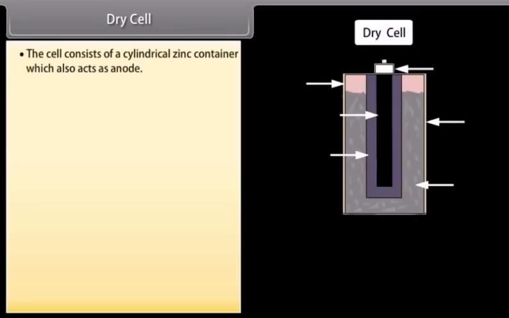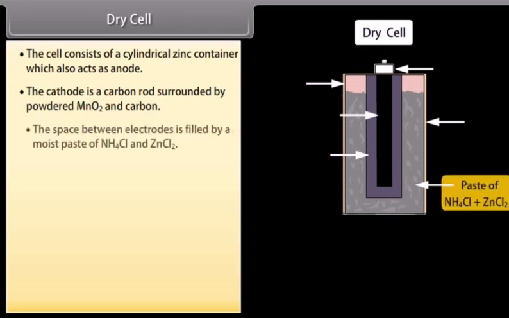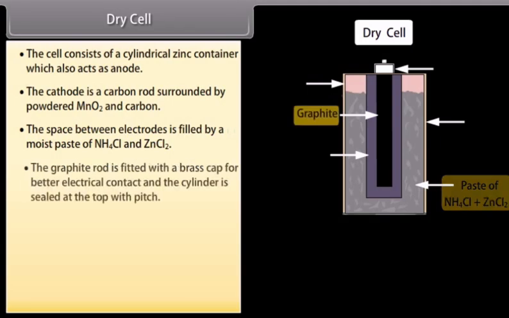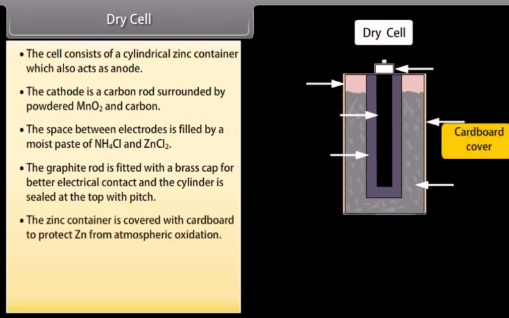Dry cell. The cell consists of a cylindrical zinc container which also acts as the anode. The cathode is a carbon rod surrounded by powdered MnO2 and carbon. The space between electrodes is filled by a moist paste of NH4Cl and ZnCl2. The graphite rod is fitted with a brass cap for better electrical contact, and the cylinder is sealed at the top with pitch. The zinc container is covered with cardboard to protect Zn from atmospheric oxidation.